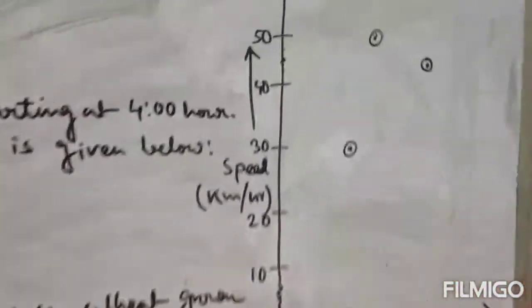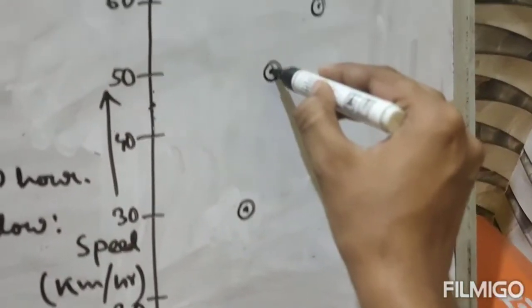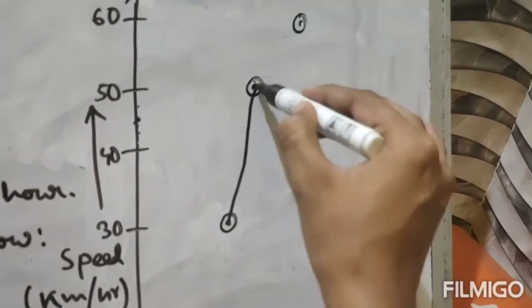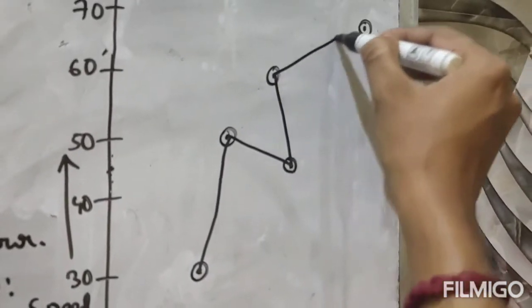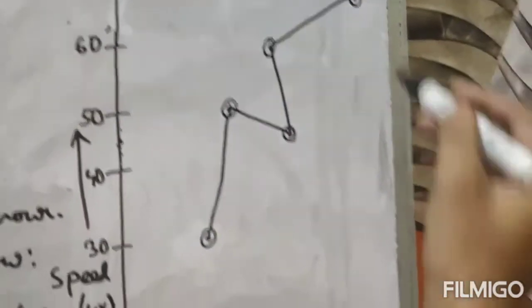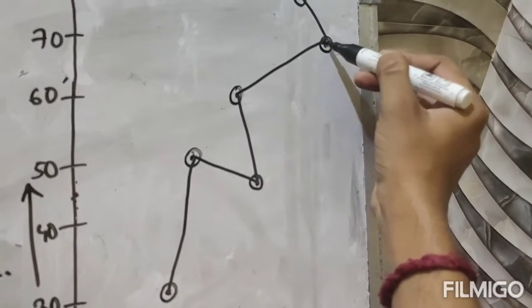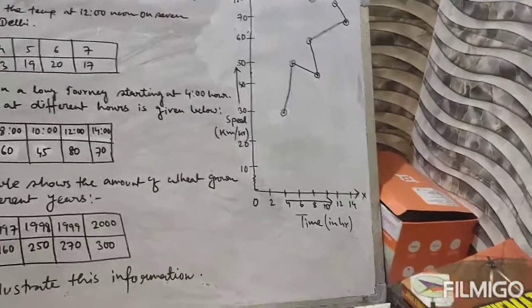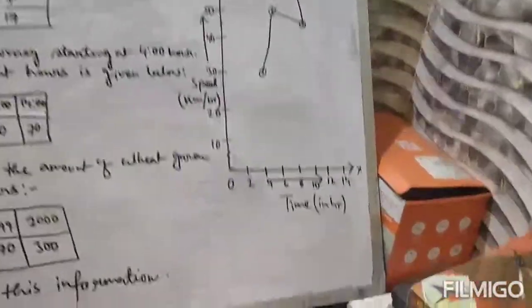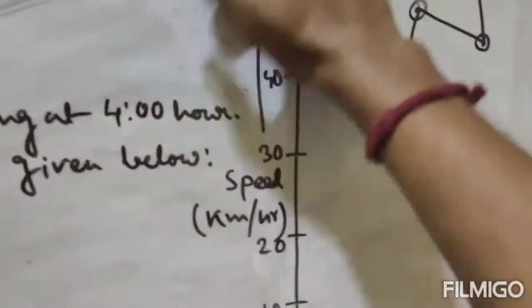Now connect these points so that you can draw the graph. So your graph will look like this. This is the graph from the given data. Clear? Next, third question, last question.